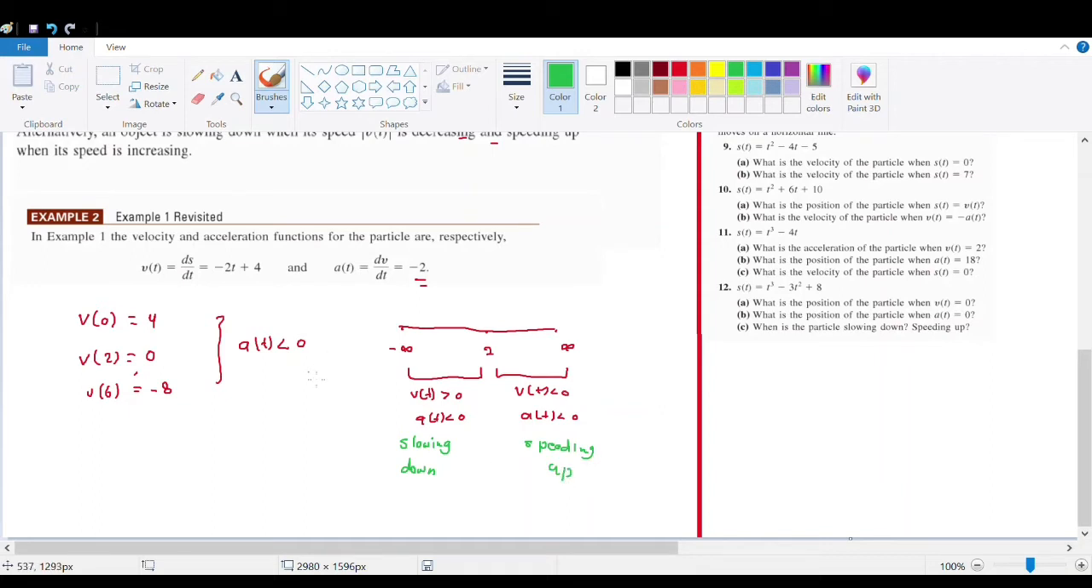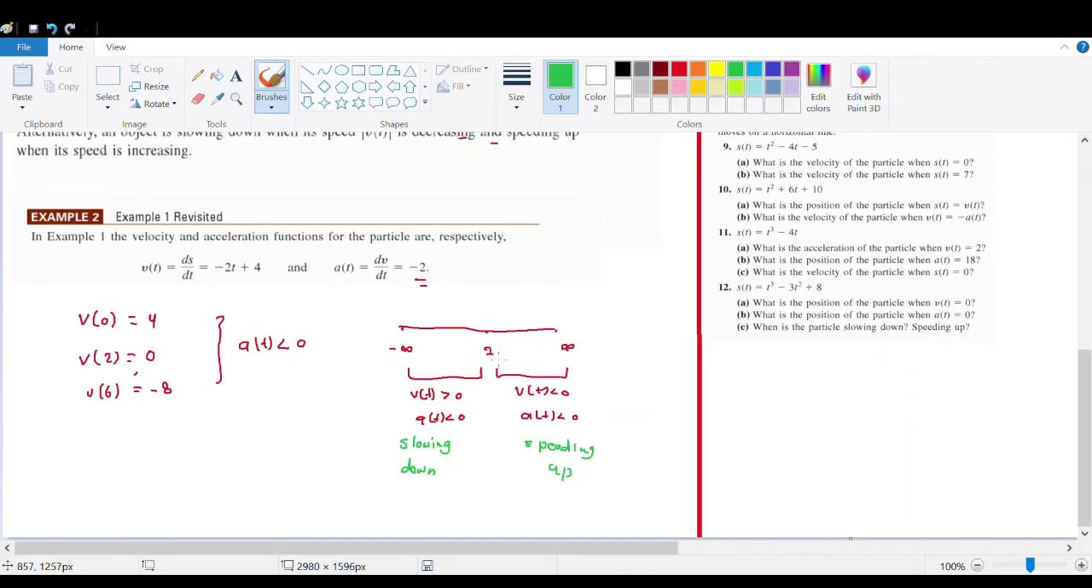يعني في الفترة من minus infinity لحد 2 لو أخذنا any number and you substitute in the ds over dt or in the velocity, we'll get this one is always positive. So that means v(t) is greater than 0 and a(t) is less than 0. فبما أن واحدة منهم positive وواحدة منهم negative، إذن على طول we conclude that the object is slowing down on the interval from minus infinity ل 2.